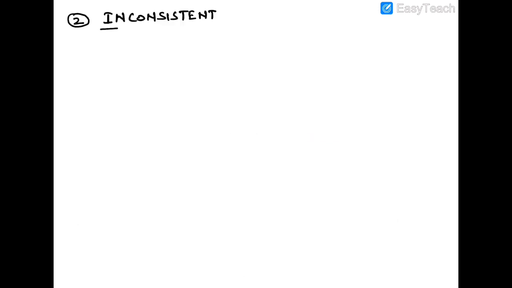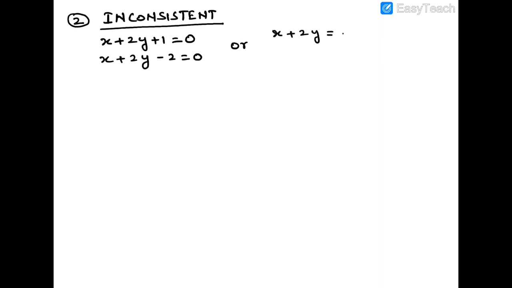Now a system of equations is inconsistent if there is no solution. So let's take x plus 2y plus 1 equals 0, and x plus 2y minus 2 equals 0, or we can write these as x plus 2y equals minus 1 and x plus 2y equals 2.